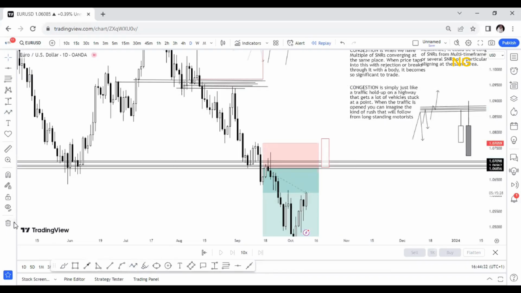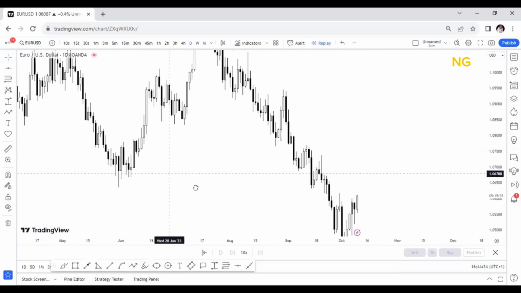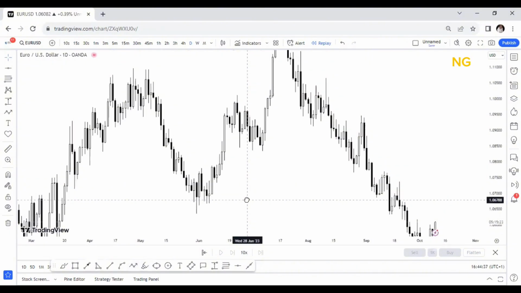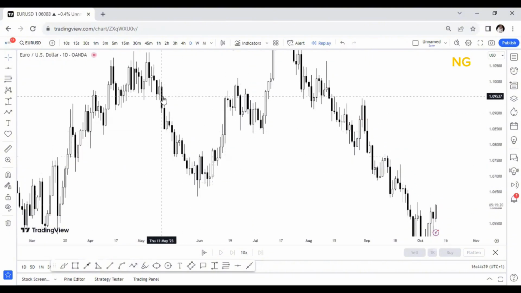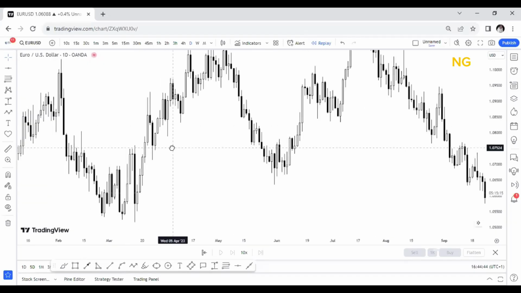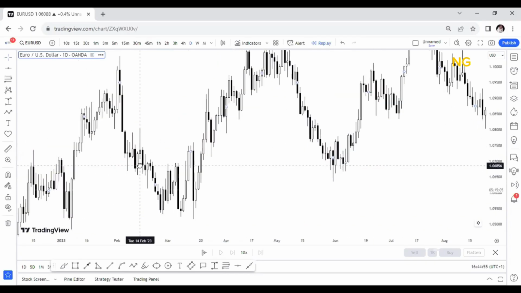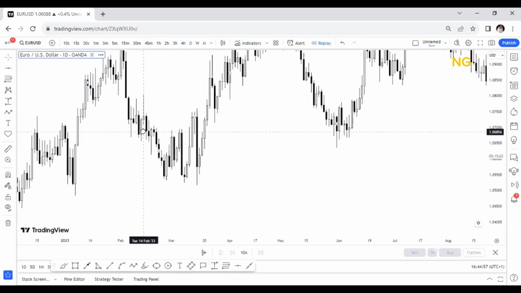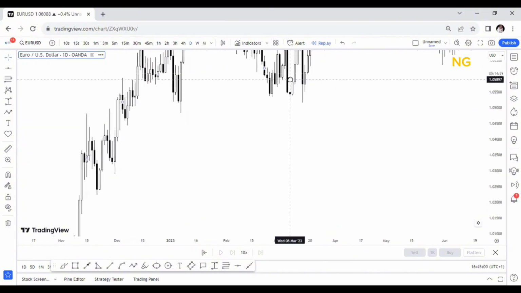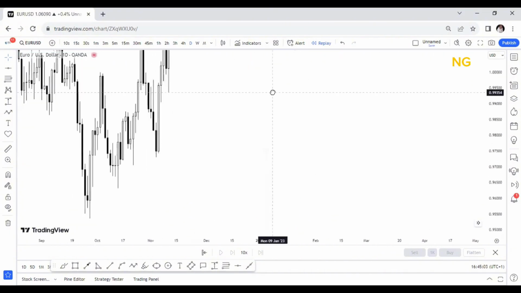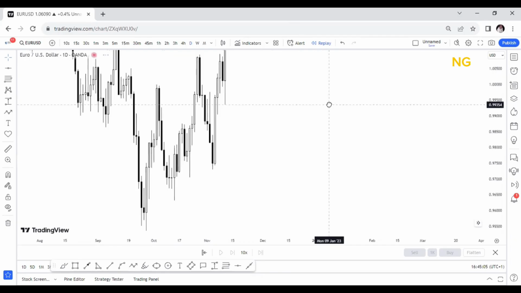Let's see an example of buy. A congestion area. Yeah. So this. Yeah, we got this. Can feel it.